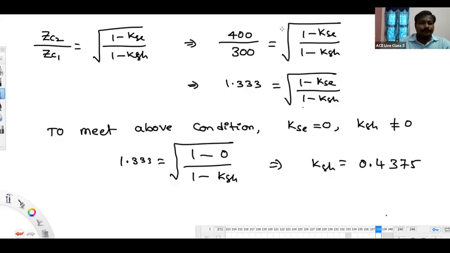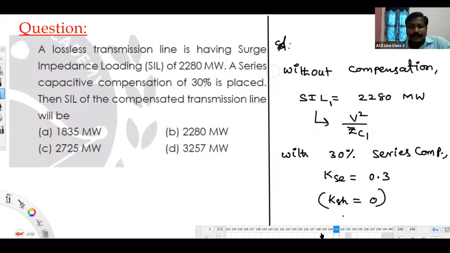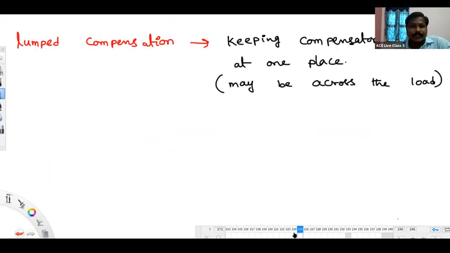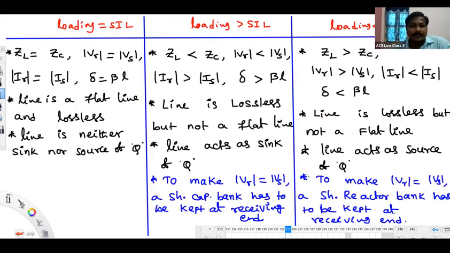Fine. Next. So this is one variety of problem we can expect in compensation. Till now we have discussed different types of loadings, like loading equal to SIL, loading more than SIL, and loading less than SIL. After that we discussed some compensation techniques. Now we will proceed further.